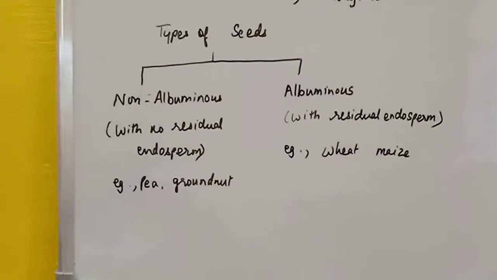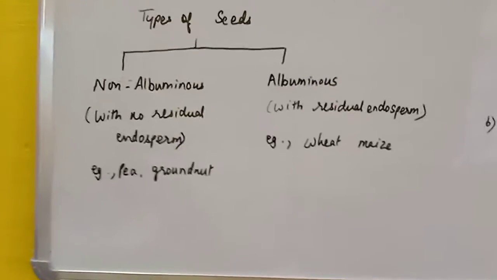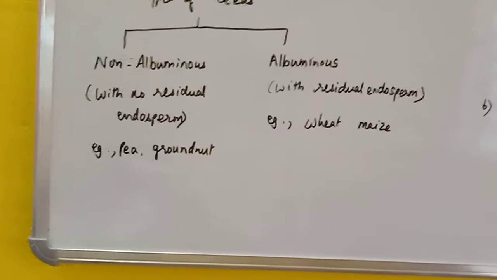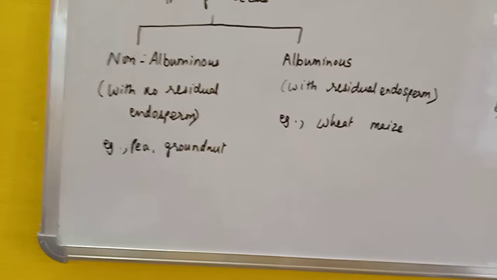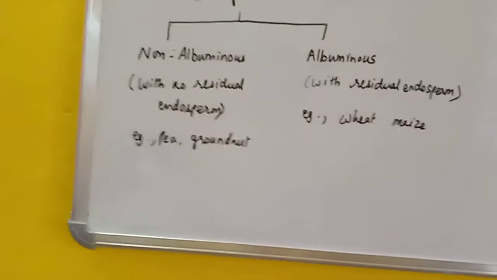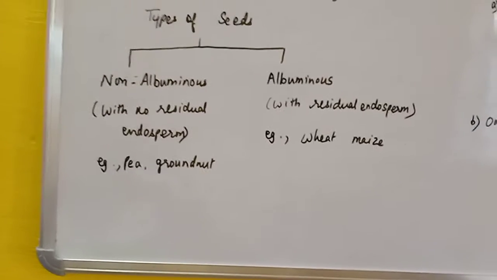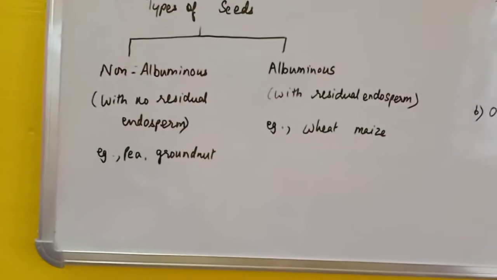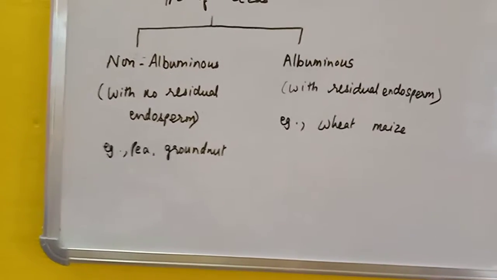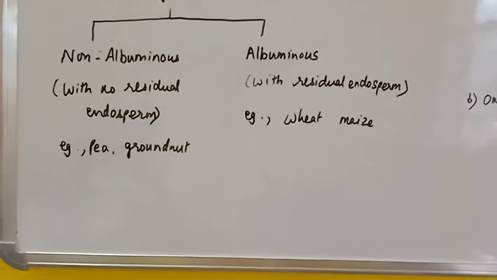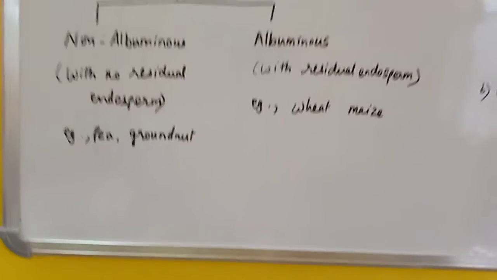Now basically there are two types of seeds. First is the non-albuminous and the other one is albuminous. Non-albuminous is a seed with no residual endosperm, like pea, groundnut. And the albuminous is with residual endosperm, that is wheat, maize.